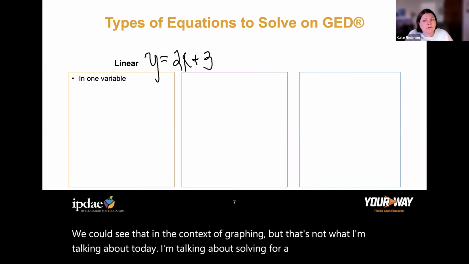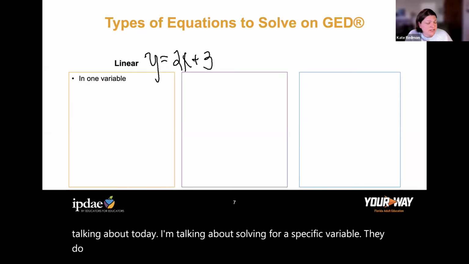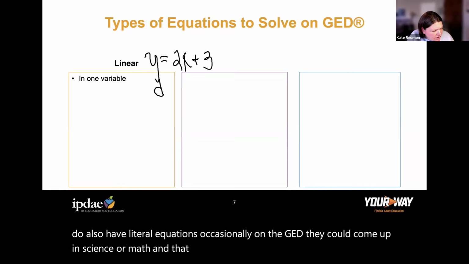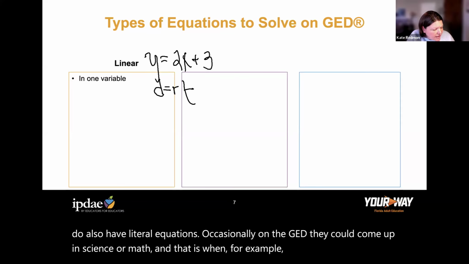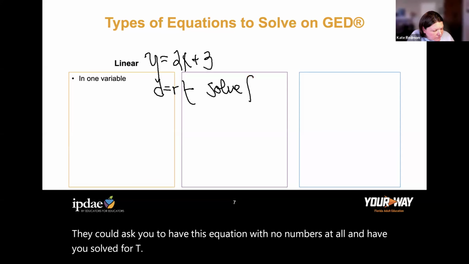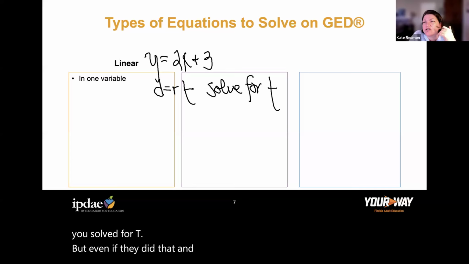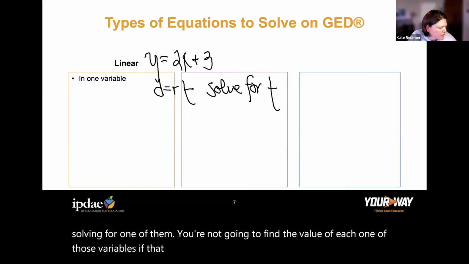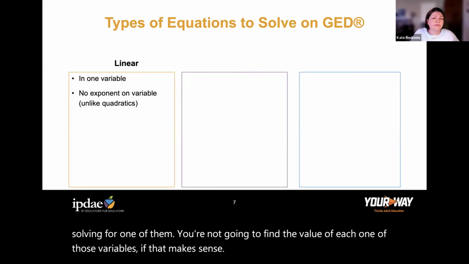I'm talking about solving for a specific variable. They do also have literal equations occasionally on the GED. They could come up in science or math. And that is when, for example, d equals rt. They could give you this equation with no numbers at all and have you solve for t. But even if they did that and they had multiple variables, you'd still just be solving for one of them. You're not going to find the value of each one of those variables, if that makes sense.